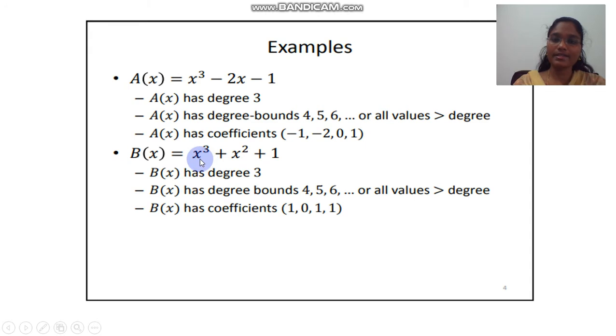Similarly, another example, x cube plus x square plus 1. If you see here the x term is missing, and the degree is 3, the degree bound is again greater than 3, and the coefficients will be 1. Since the x term is missing, the coefficient is 0, then 1 and 1.